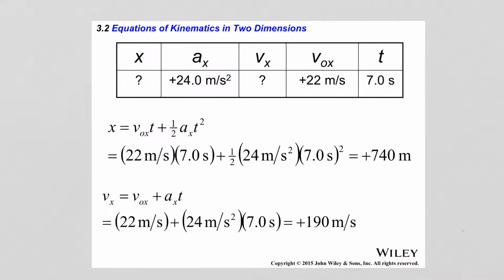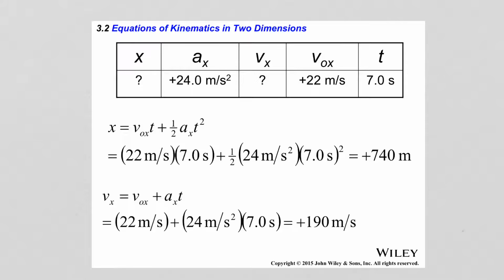So first, let's do the x direction. Since I know the acceleration in x direction, the initial x velocity, and the time of travel, I can use this kinematic equation to find the horizontal displacement. So v0x times t plus 1/2 ax times t squared will give me the horizontal displacement. And so if I substitute the values that I know into that equation, I get that the horizontal displacement is 740 meters in positive x direction.